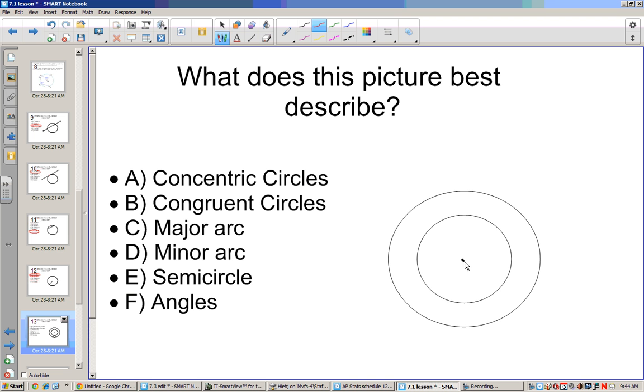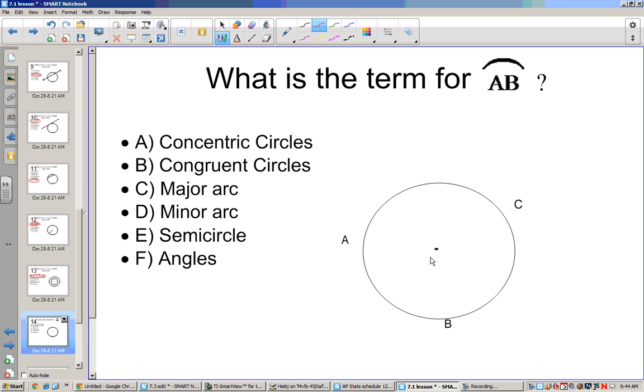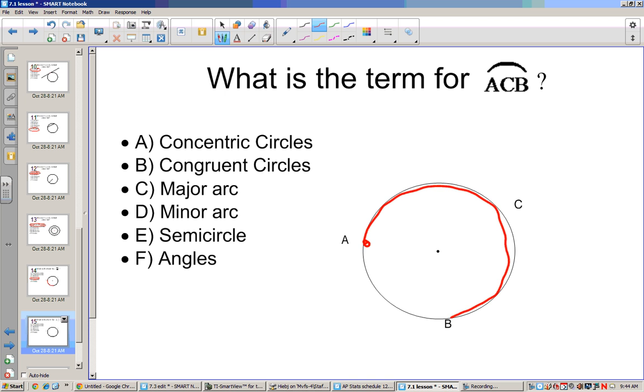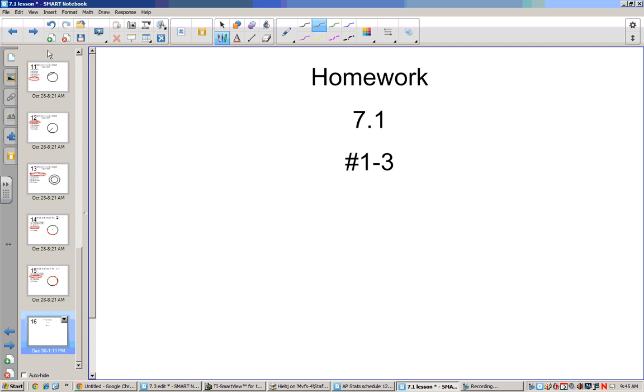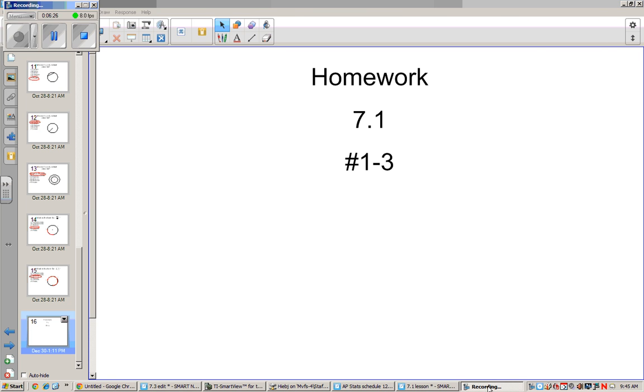These have circles that seem to have that same center, so we'll call them concentric circles. AB, since it has two letters, we know that this arc has to be a minor arc. ACB, start at A, pass C, and get back to B. That's a big arc, so that's going to be a major arc. All right, hopefully that's enough to get you through 1 through 3. Good luck.